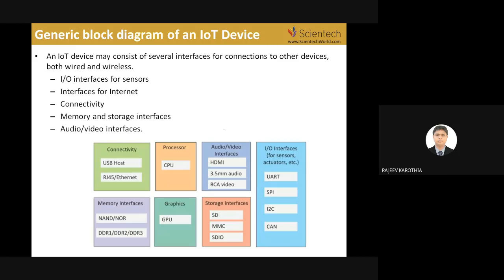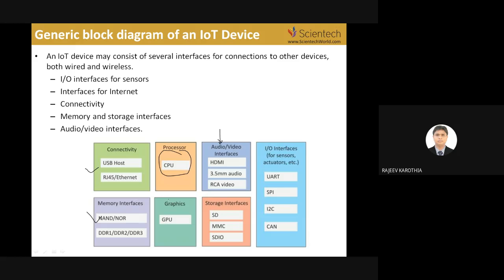And if we are talking about the generic block diagram of IoT devices, what are the different components, or we can say peripherals, we should have to make a generic IoT device. So there should be some kind of memory. There should be some connectivity in terms of USB, RS-232, RJ45, Ethernet. It should have some CPU, which we have already discussed. If you have an application relevant to audio, video, image processing, then you should have HDMI or an audio video interface.